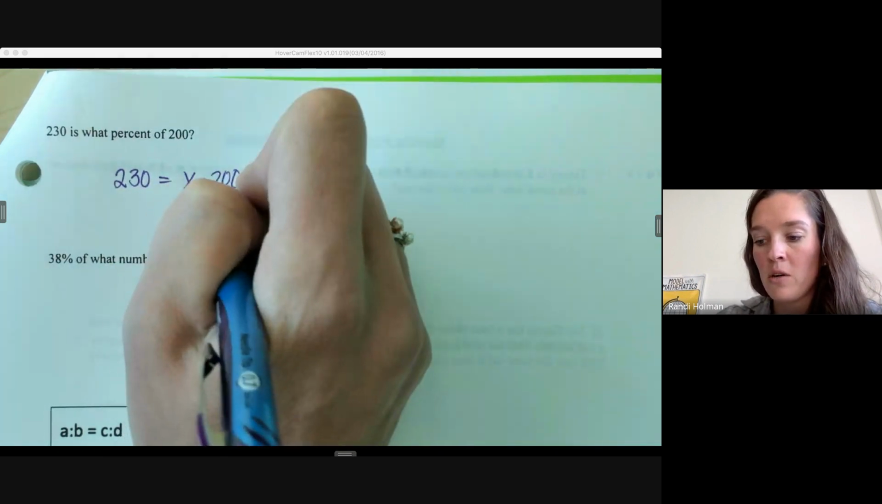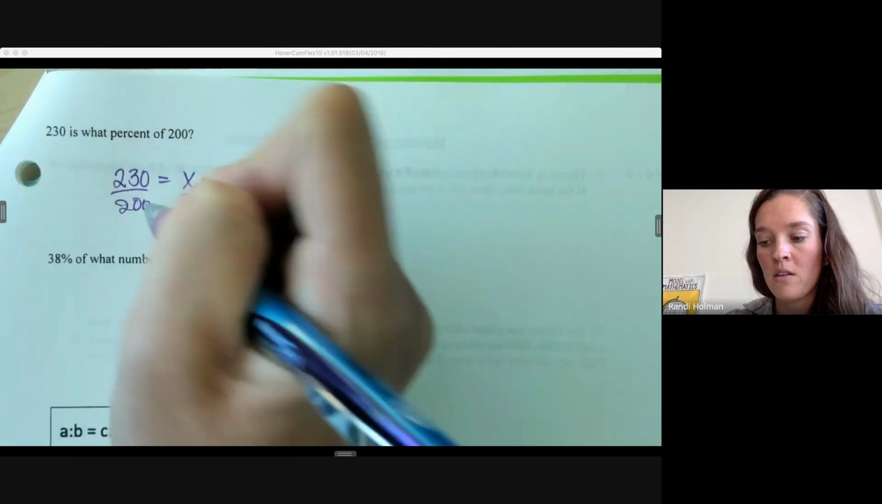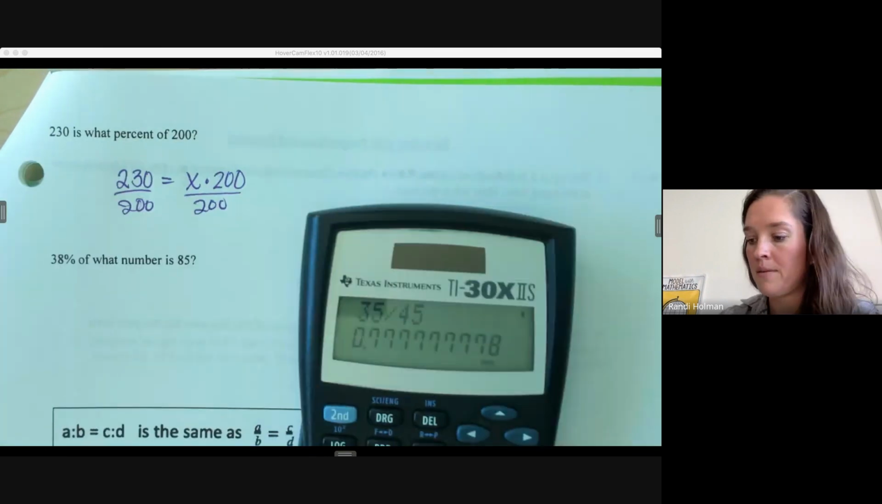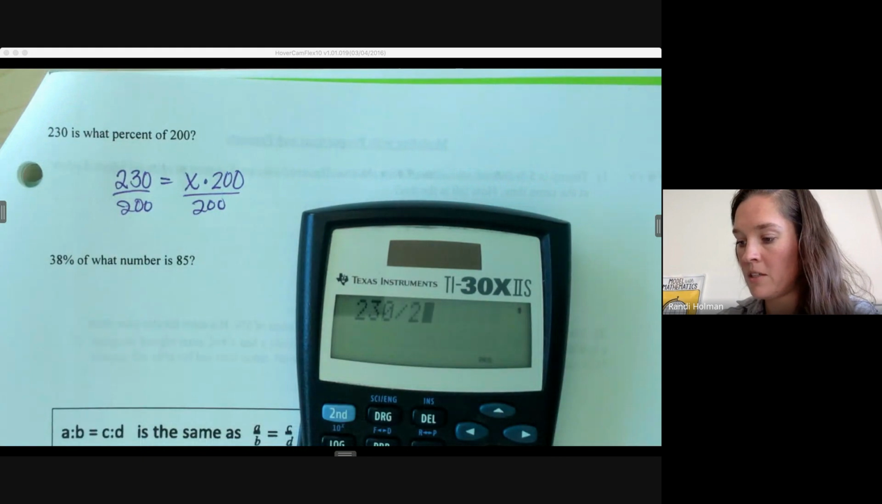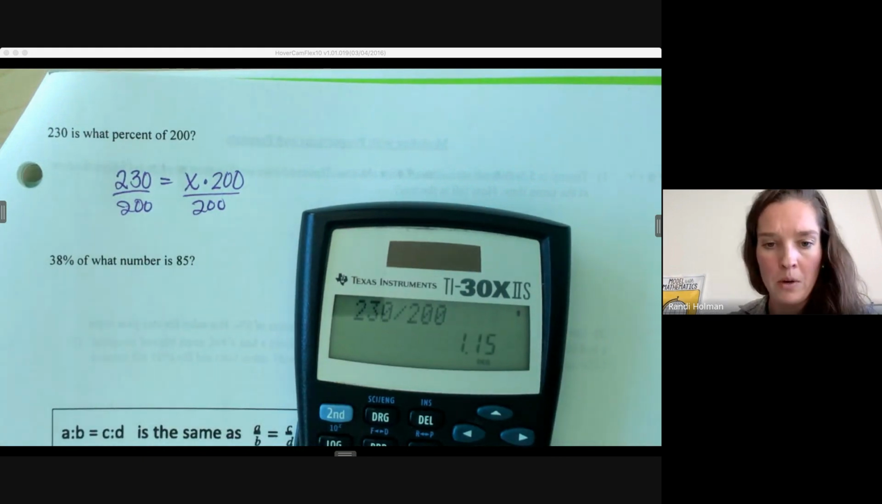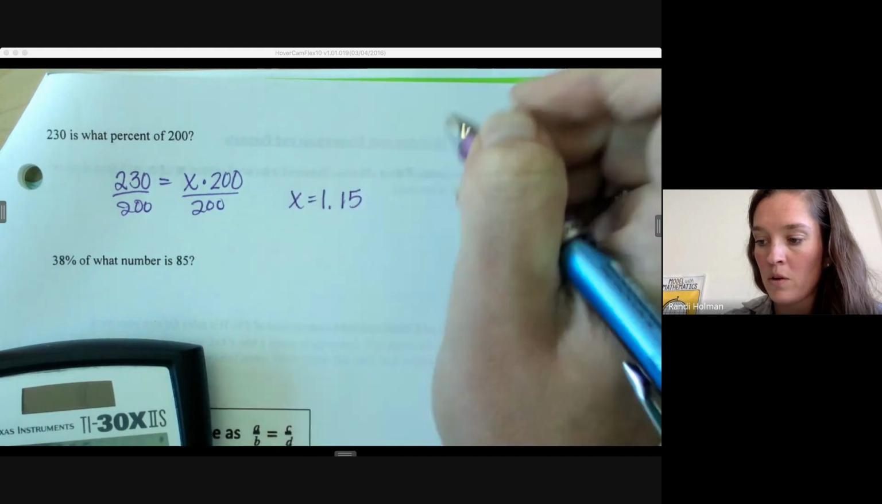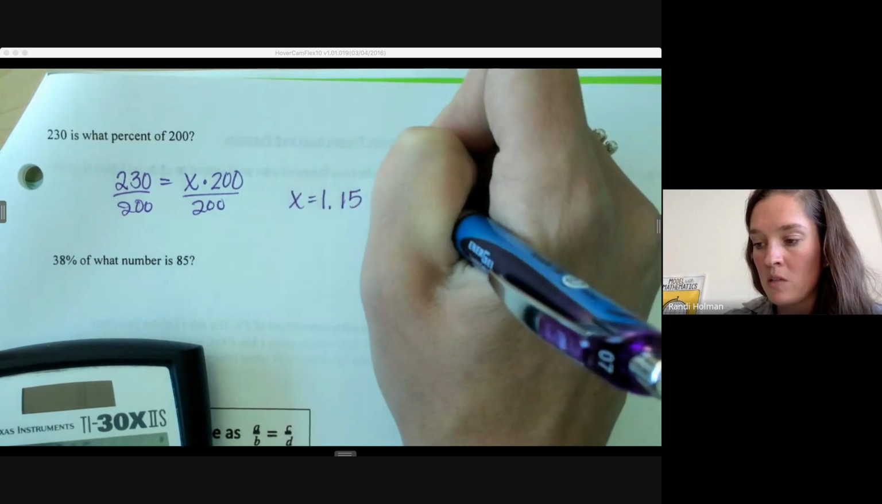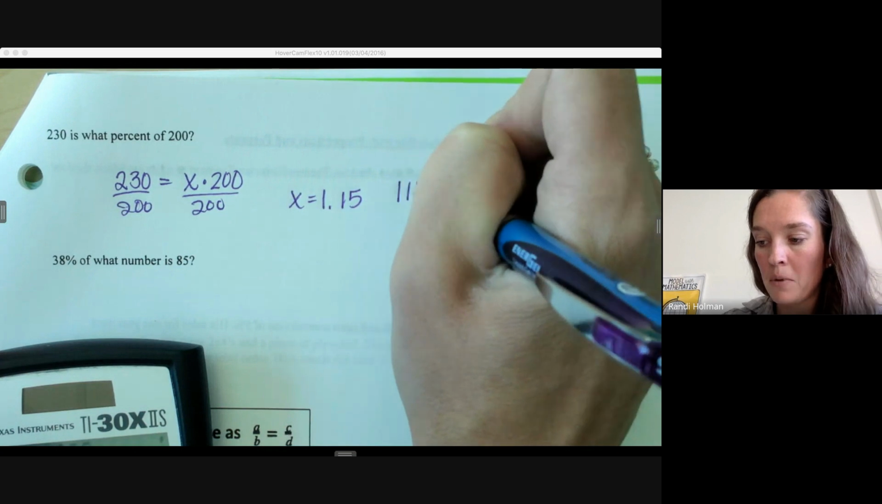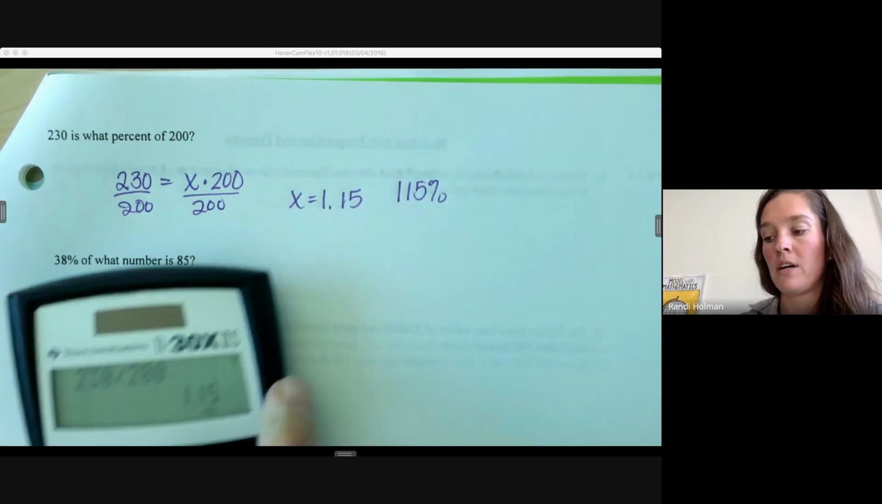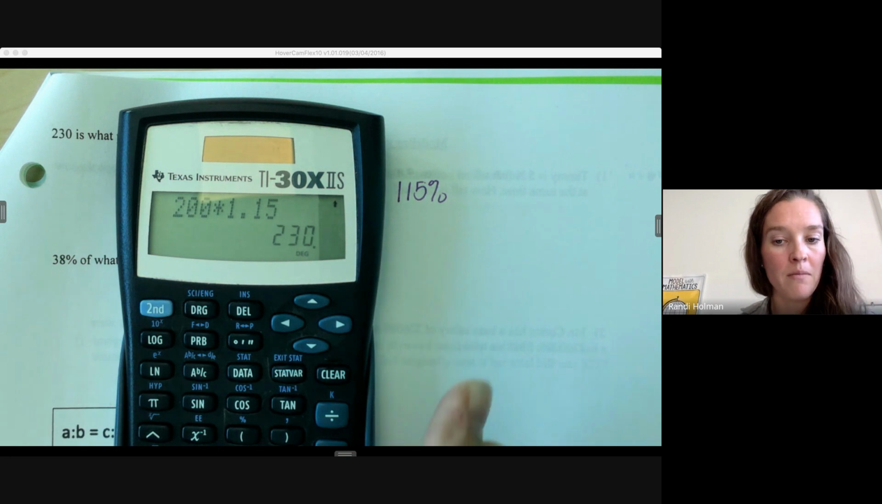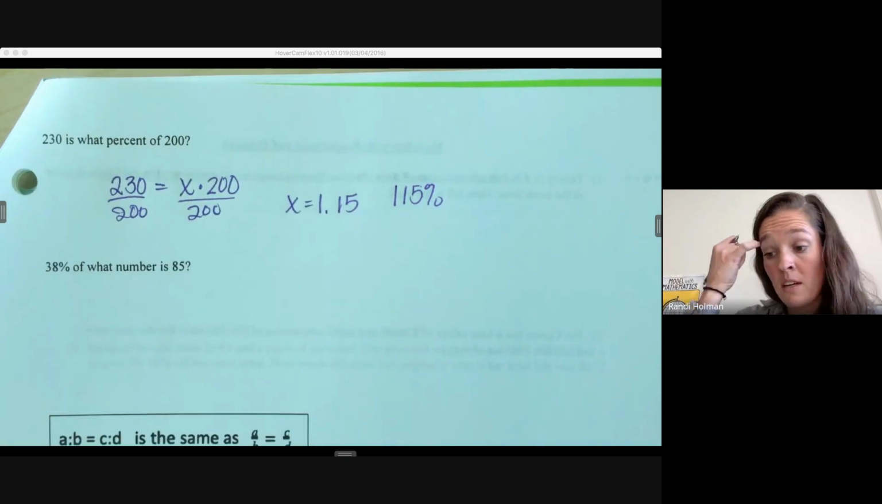So if we divide 230 by 200, we get 1.15, which means that it is 115% of 200. So if I took 200 and multiplied it by 115%, 1.15 as a decimal, I should get 230. Perfect.